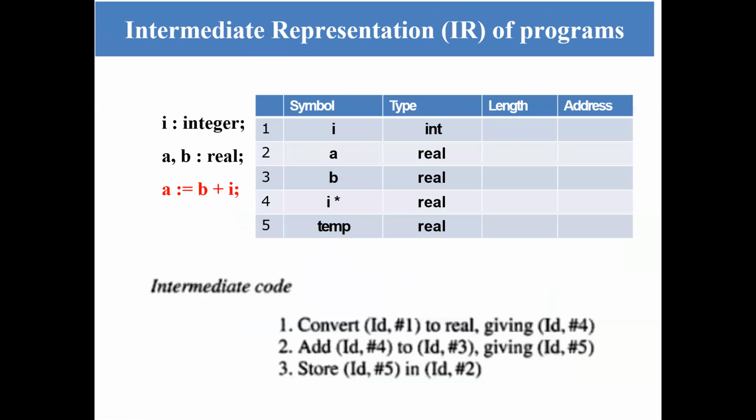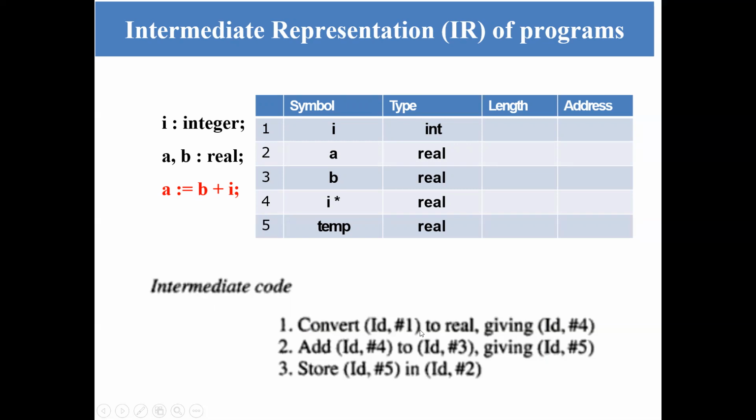Right? So next, we will see how to write the intermediate representation for our example. Our example is very easy: A is equal to B plus I, and all the tables are ready. So just follow the flow. This is not the exact intermediate code, just follow the flow. First of all, we have to add B plus I, but this I is integer and B is real. So first of all, convert this I to real. So convert, that is ID comma hash 1.